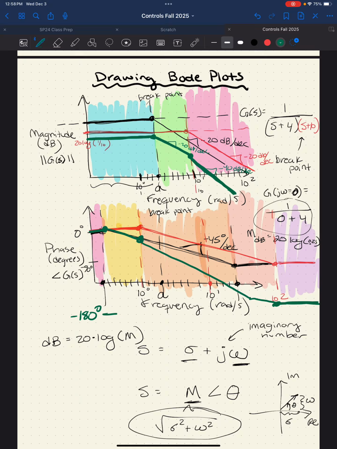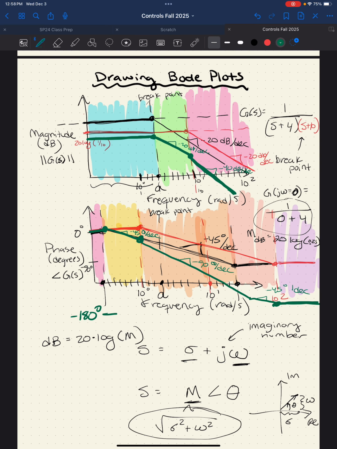And then, I usually like to label these sections as minus 45 degrees per decade, minus 90 degrees per decade, minus 45 degrees per decade. That makes sense. And that's it. That's that situation. Combining them. Okay, that makes sense.